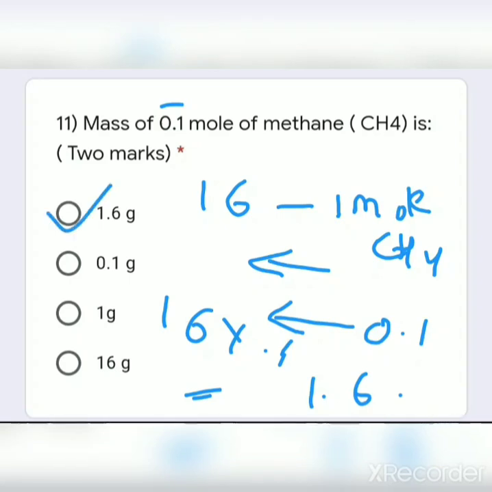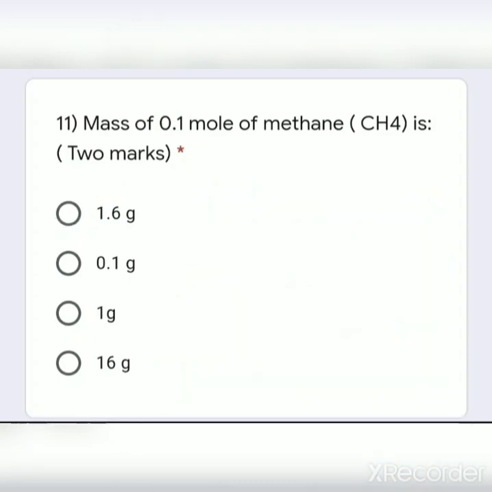So whatever number of moles is given to you, you have to multiply that number of moles with the molar mass, and you will get the answer. So what is the answer for this one? That is 1.6.